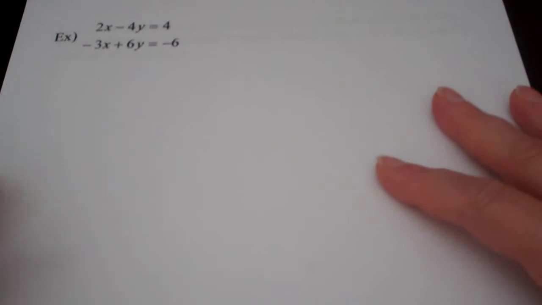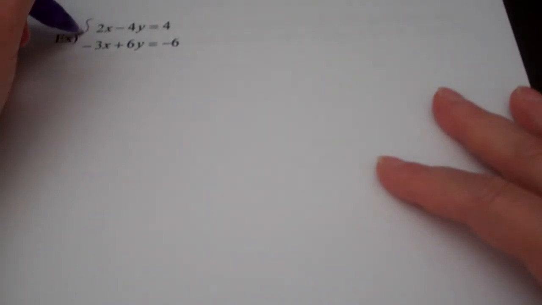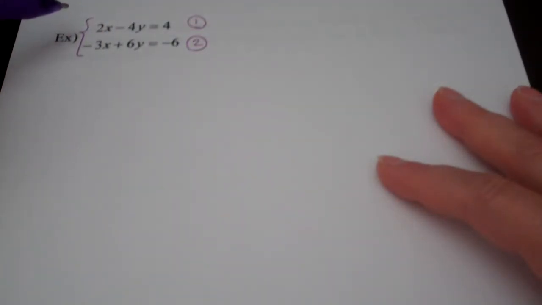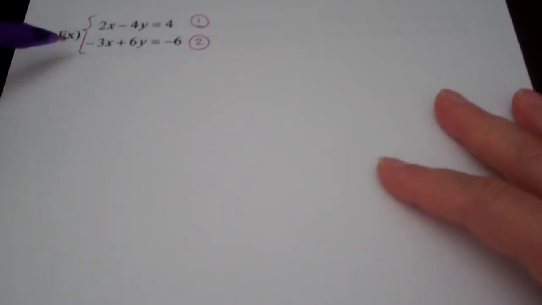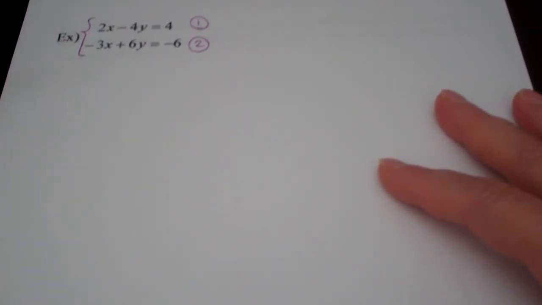So I have that here somewhere. Here it is. Okay, so here's an example. Again, we have two equations. I'm going to label them 1 and 2. We have 2x minus 4y equals 4, and we have negative 3x plus 6y equals negative 6. Okay, let's solve this with elimination.